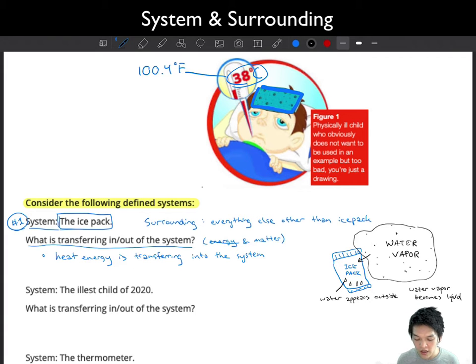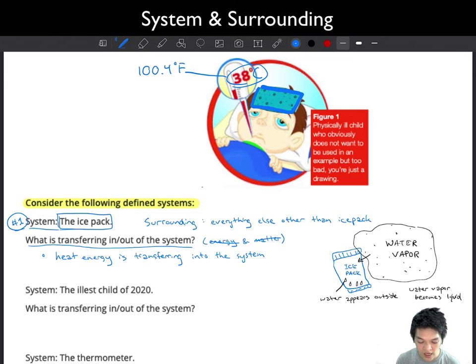Because if matter does go into it and matter comes out of it, you would either get a deflated ice pack with nothing inside, or you'd get an inflated ice pack where there's a lot of stuff inside. But we know that's not true. It stays basically the same size. When you put it in and when you take it out of a freezer, it stays basically the same size. So no, matter is not transferred from the ice pack to the surrounding, from the system to the surrounding, and matter is not transferred from the surrounding into the system either.